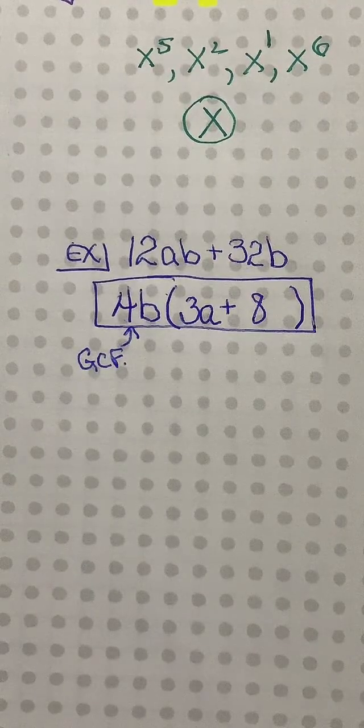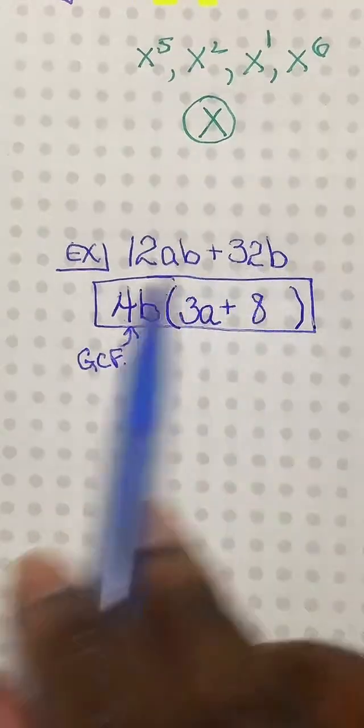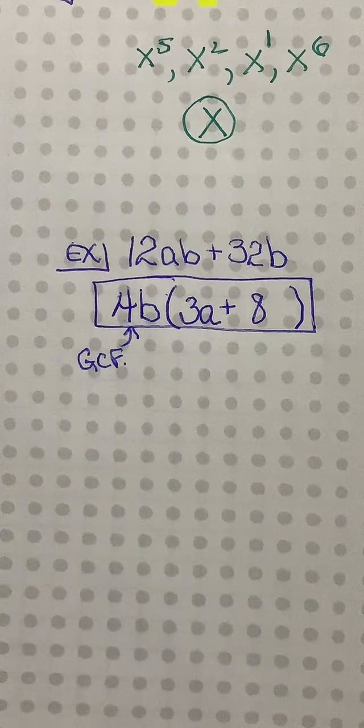Okay. CD, that's what we did. We divide both terms by 4b. Never mind. Okay, I got you. I was like, that's what we did. All right. Okay.